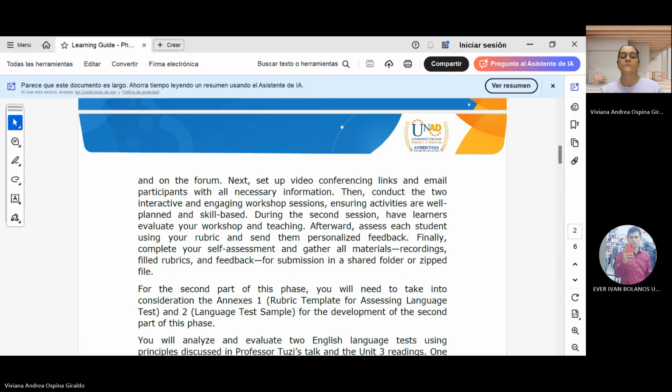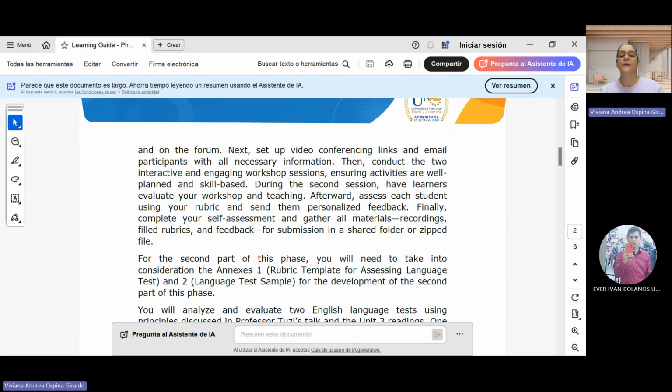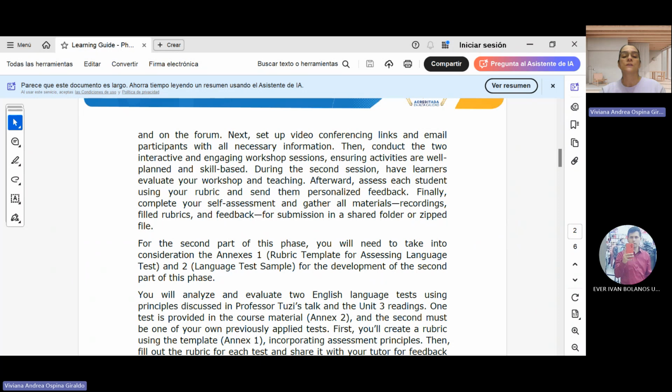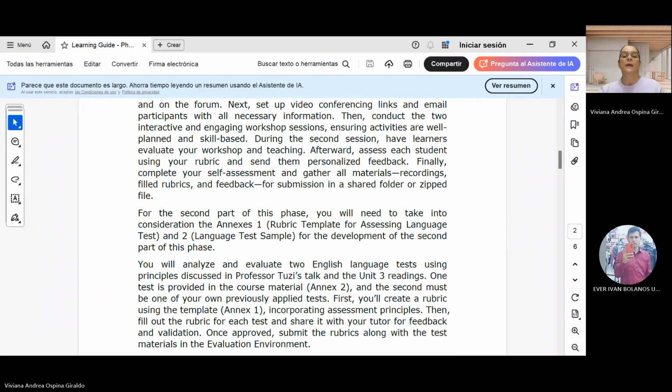Everything. On the second part of this phase, you will need to take into consideration the rubric template for assessing language and the language test sample.